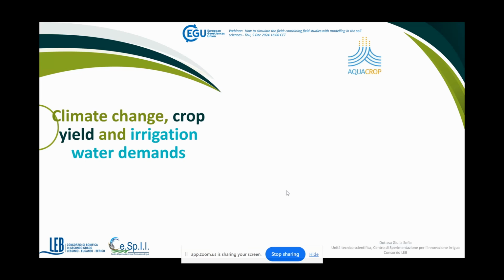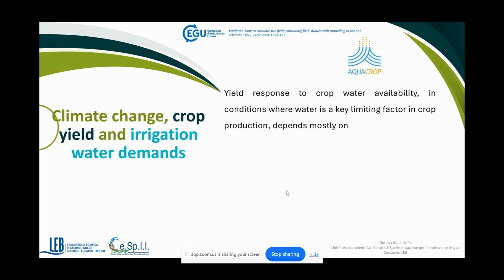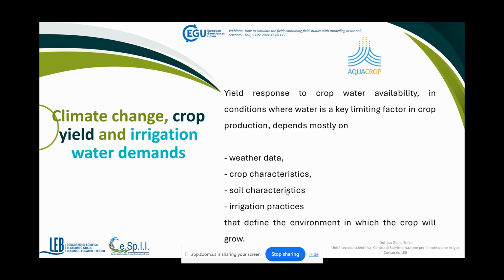Most of all, we want to understand how these shifts in soil properties can impact agricultural production. We know, and we want to model, how the yield responds to the availability of water. That depends on the weather, on the crops, but mostly on the soil. Many of these farmers do not have real knowledge of the characteristics of the soils locally. Of course, they also have different irrigation practices that can impact the growth and also the characteristics of the soils where they work.